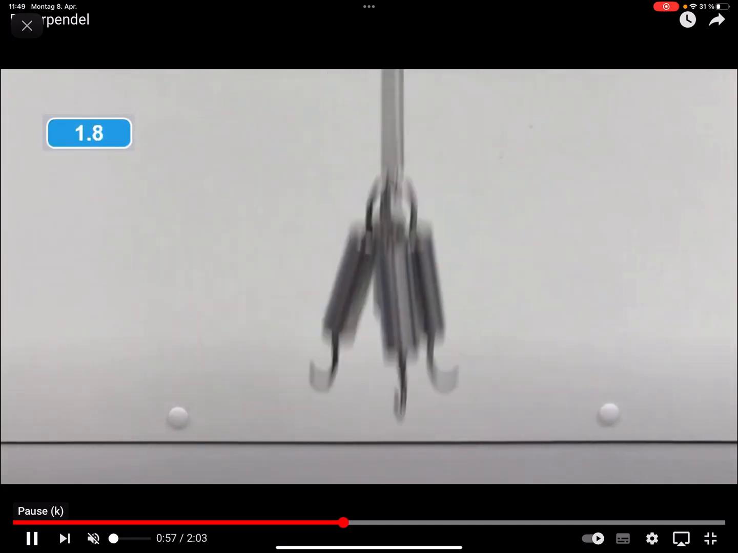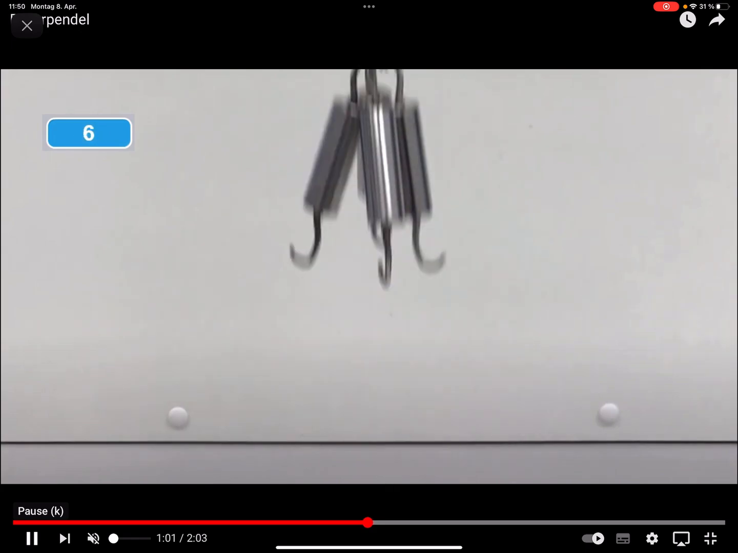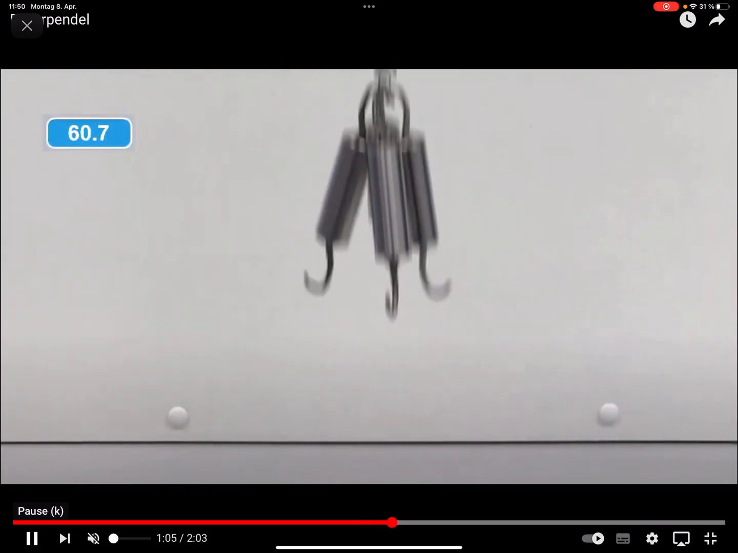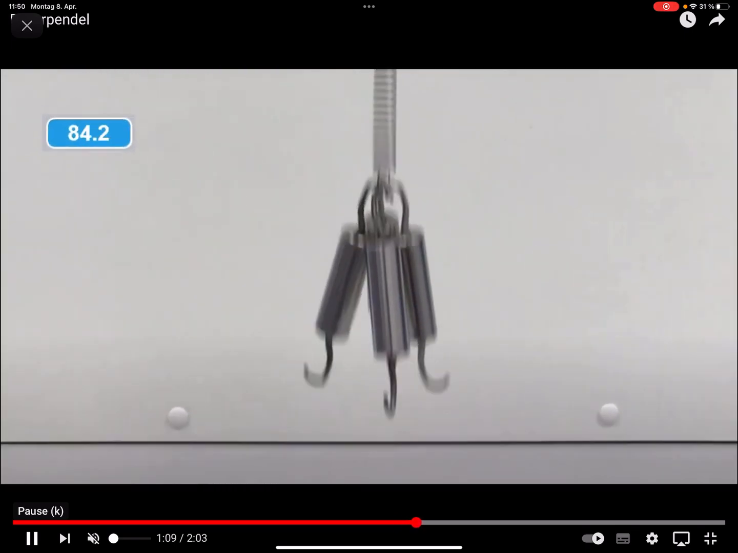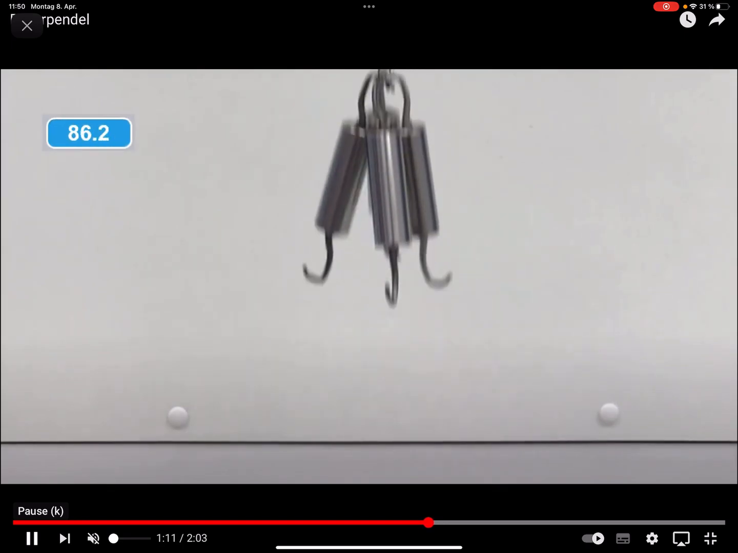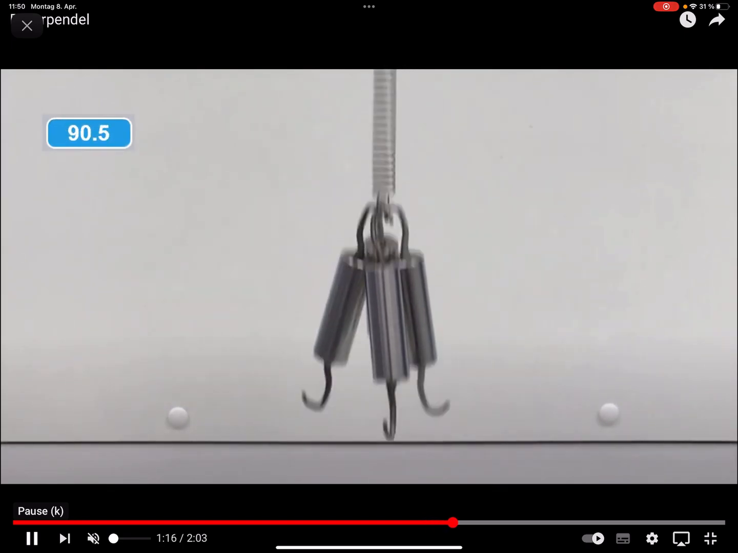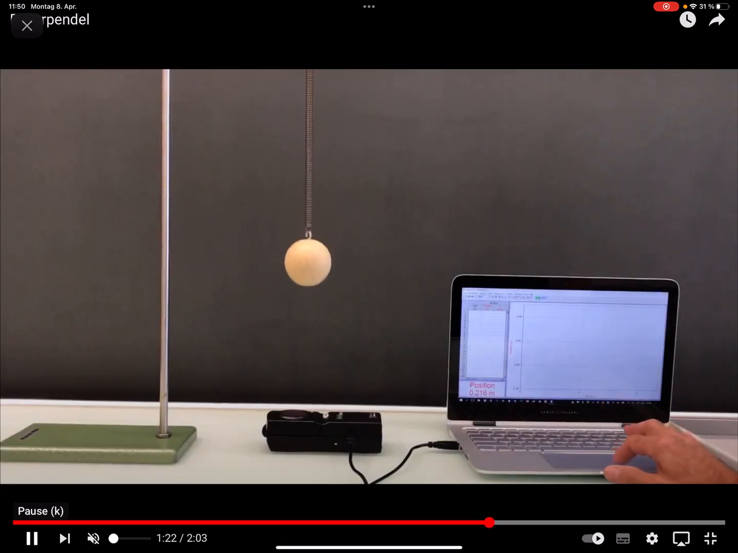This is going to take some time, so I'm just reflecting on the last one. If it doesn't matter how much you extend the spring, when you look at the period, it always has the same period. So the period depends on the spring itself and on the mass, but not on the deflection.